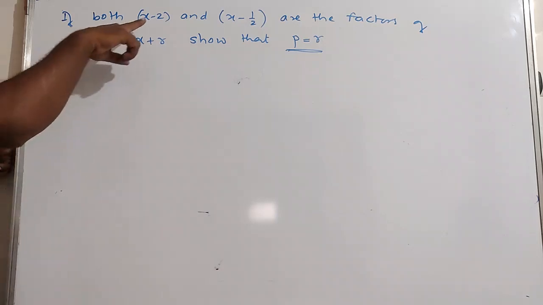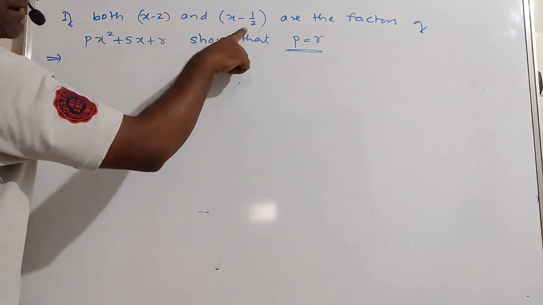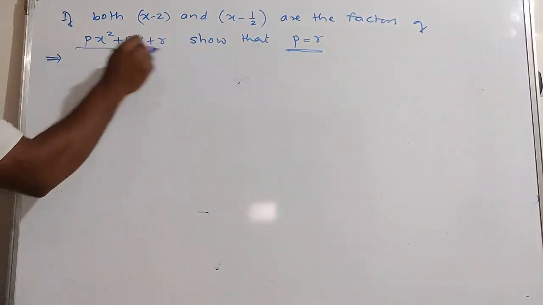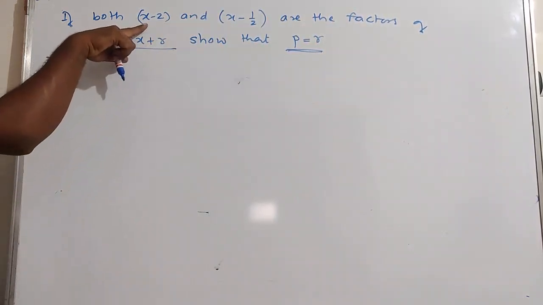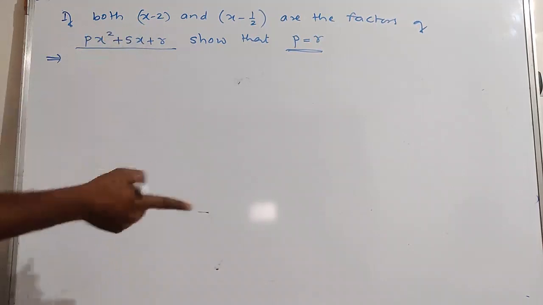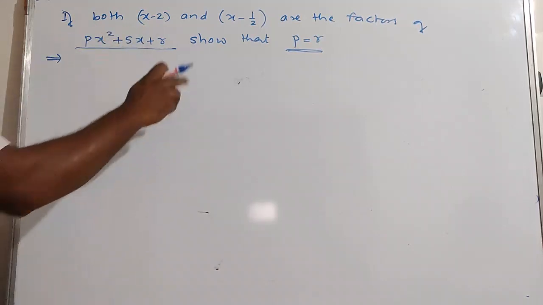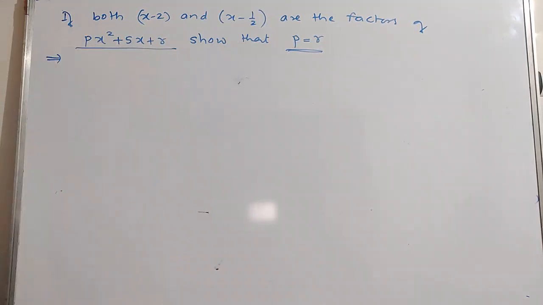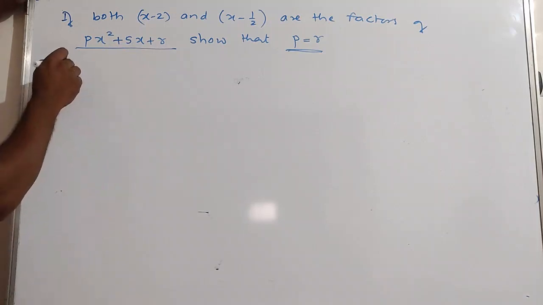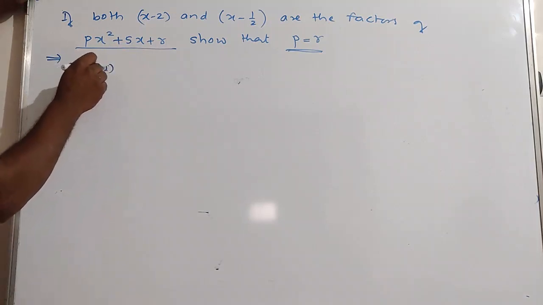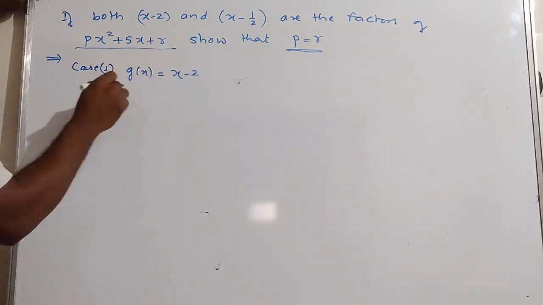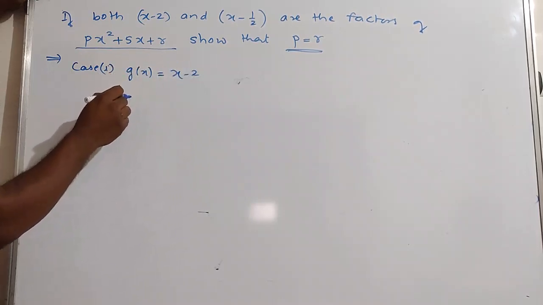So x − 2 and x − 1/2 are the factors of given p(x). So here, if I substitute x is equal to 2, I will get the remainder 0. If I substitute x is equal to 1/2, I will get the remainder 0. And likewise, I am going to get two statements. So, case 1, where g(x) is here x − 2. So I'll consider g(x) as 0.